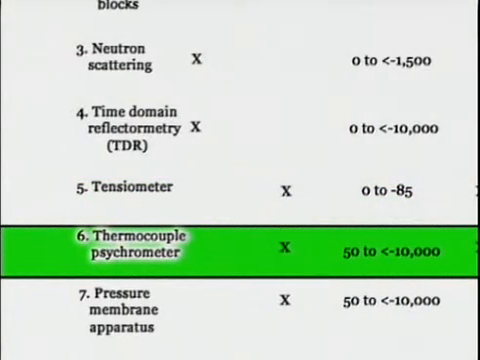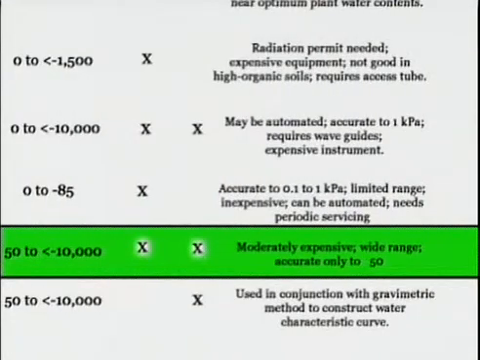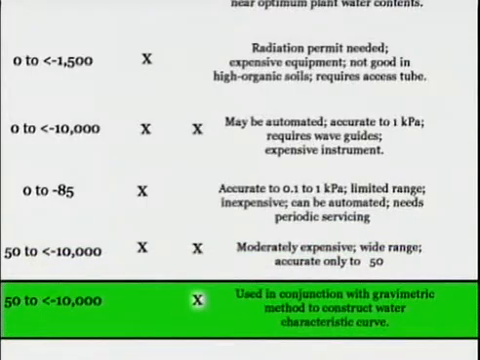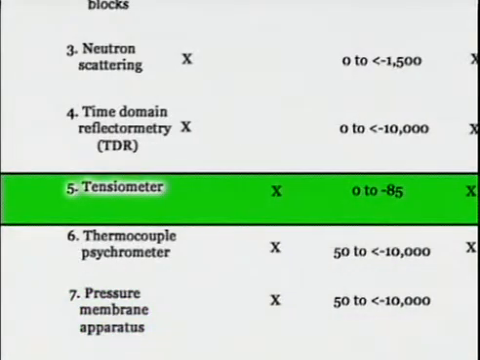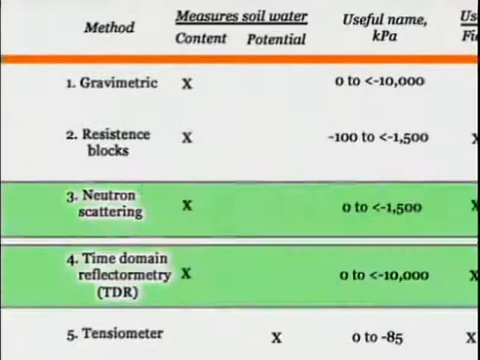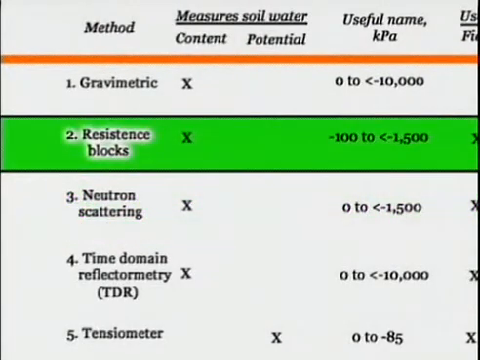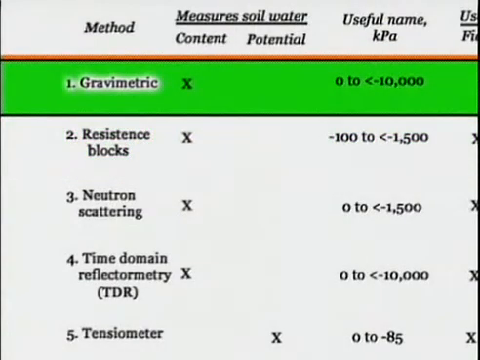Thermocouple psychrometer is also another technique. It's more of a laboratory technique, as is the pressure membrane apparatus, more of a research laboratory technique. So we're really looking at tensiometers, newer technology going to TDR, neutron probes being utilized quite a bit, still some use of resistance blocks, and all of these techniques are most often calibrated or tied back to gravimetric water content, which of course is done by constant soil sampling.